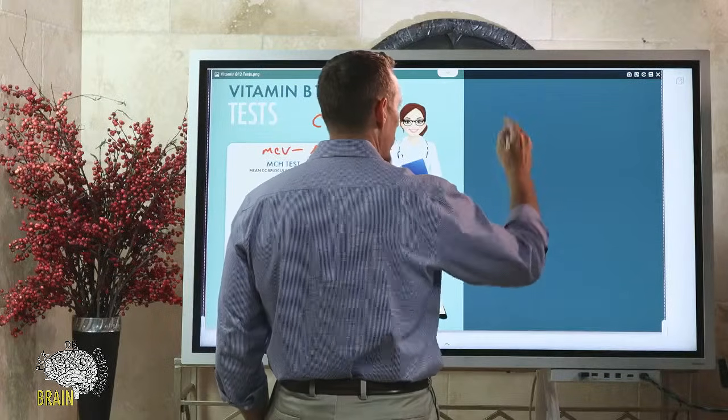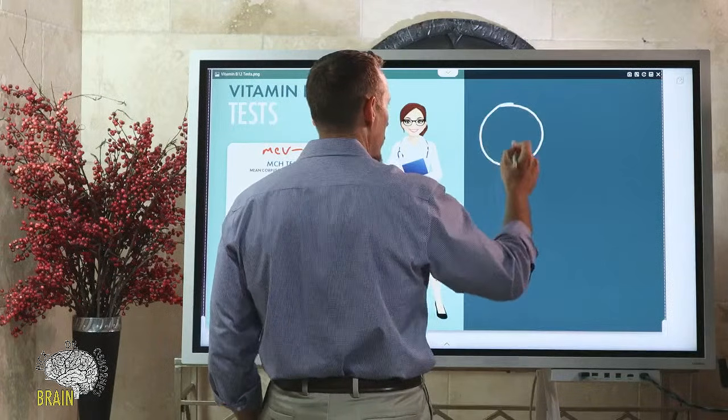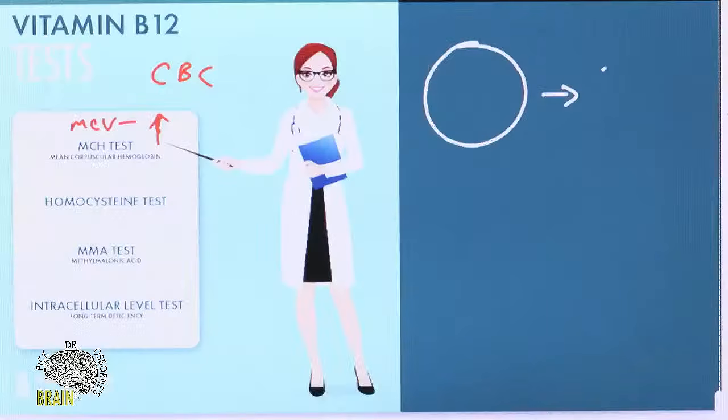We call that megaloblastic anemia. So they're born very large and they have to mature and get smaller, and then eventually they form that biconcave disc that looks like a red blood cell.